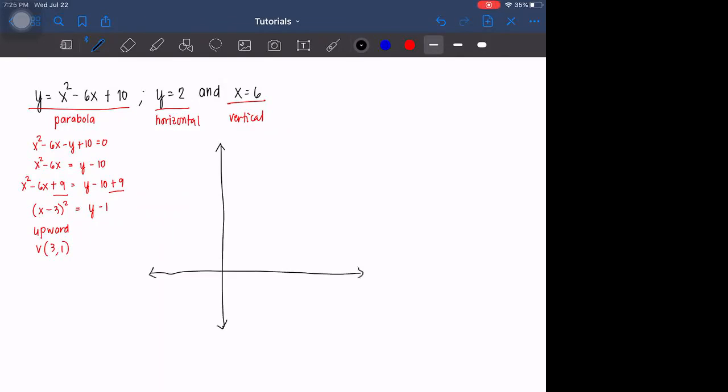So the vertex is at 3, 1, and it opens upward. So let's just say that this is the parabola going upward. And then, where is the line y equals 2? It's horizontal. Where does it touch the y-axis? At 2. This is y equals 2.